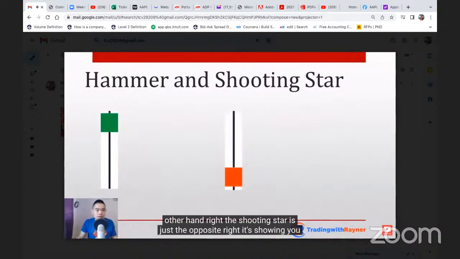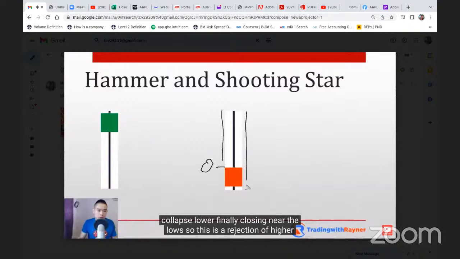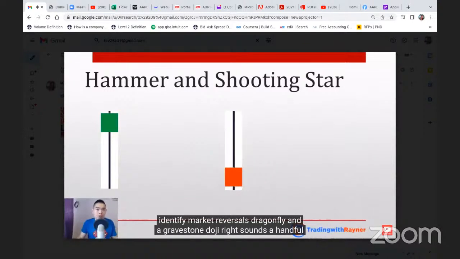On the other hand, the shooting star is just the opposite. It's showing you rejection of higher prices. If you look at this, the price opened here, buyers took charge, pushed the price up higher. But then sellers suddenly came in and pushed the price down. Maybe they think that the price is too high, it can't go any higher. They sell, they short the market, and the market collapsed lower, finally closing near the lows. So this is a rejection of higher prices. These two patterns again are used to help you identify market reversals.